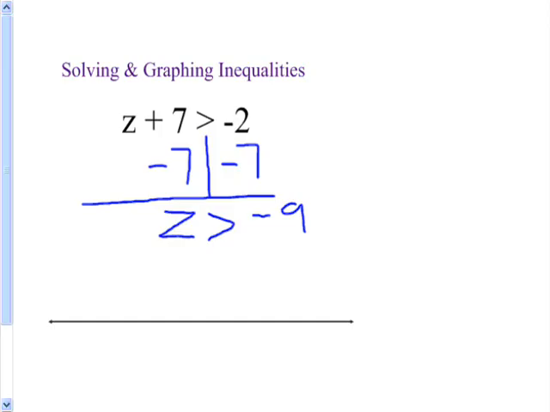Next, I am going to graph this solution on my number line. So I put negative 9 here on my number line. Since z is greater than negative 9, but it can't be negative 9, I'm going to have an open circle as my boundary here. And then I think to myself, okay, what numbers are greater than negative 9? All the numbers that are to the right of negative 9 are greater, so I'm going to shade in this area of my number line. And that is my solution to this inequality and the graph that represents this solution.